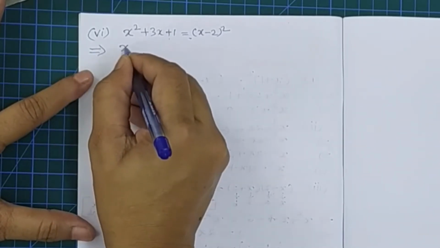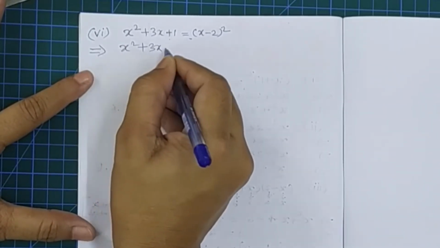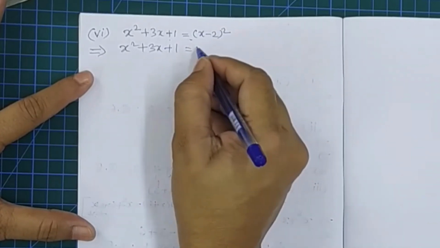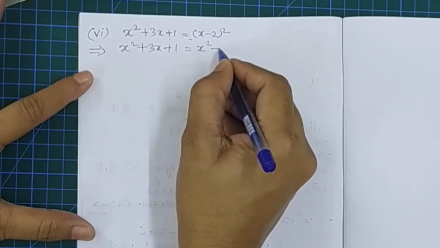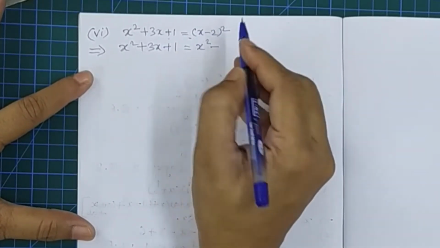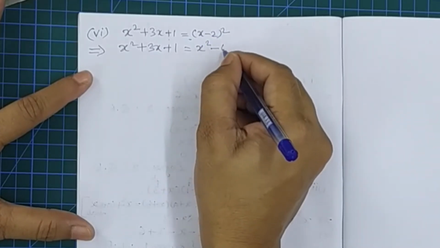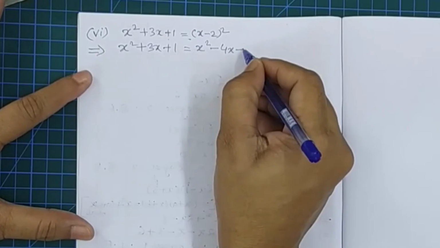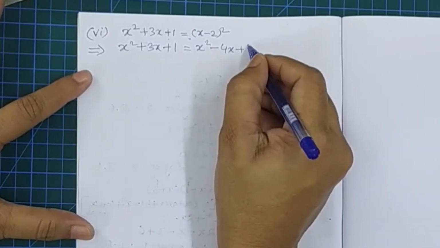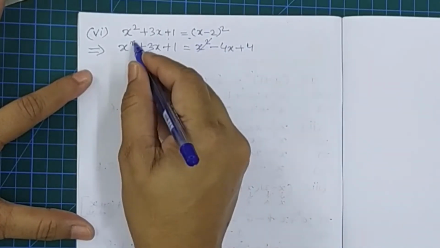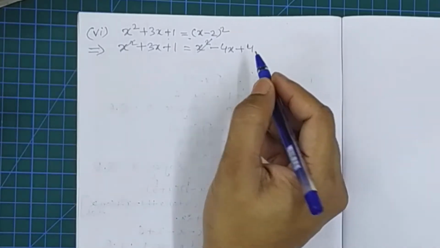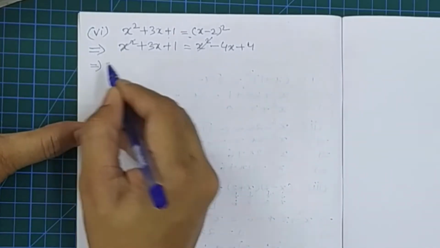So the next step is x square plus 3x plus 1. On the other side, a square minus twice of a into b. So 2 into x is 2x into 2 is 4, 4x, plus b square, 2 square is 4. So the like terms on either side you can cancel and bring everything to one side.